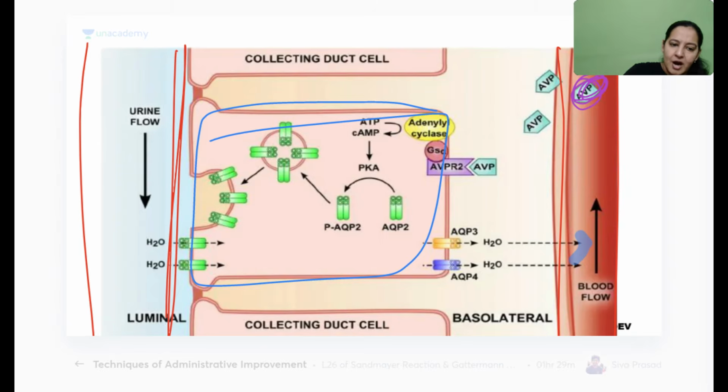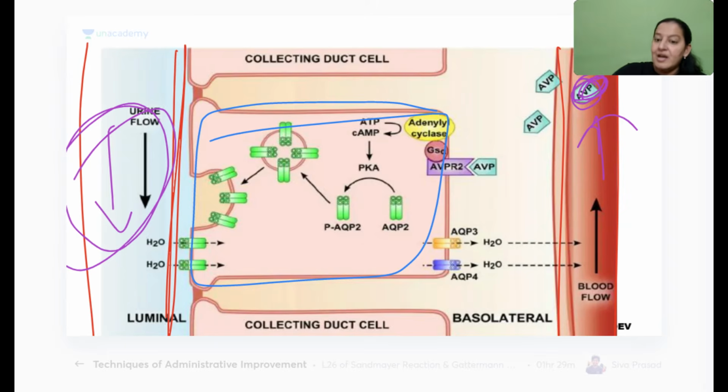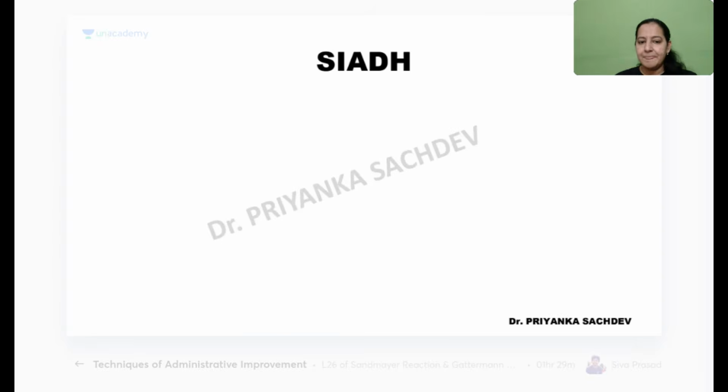So water in urine will decrease and water in blood will increase, because of which it is known as SIADH. So the patient comes to you with decreased water in urine, urine concentrated, and hypoosmolar blood, the osmolarity of blood will decrease, that is, less concentrated plasma. Done? Give me a thumbs up.